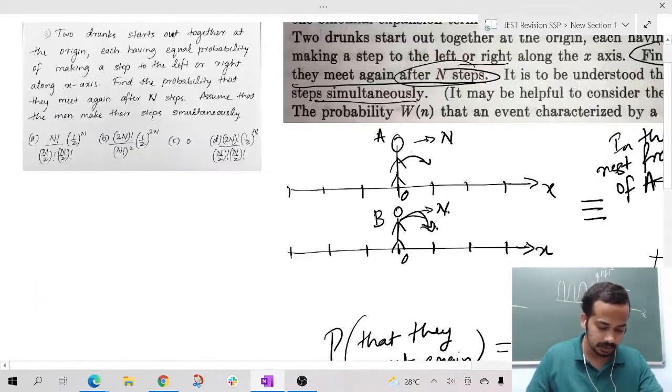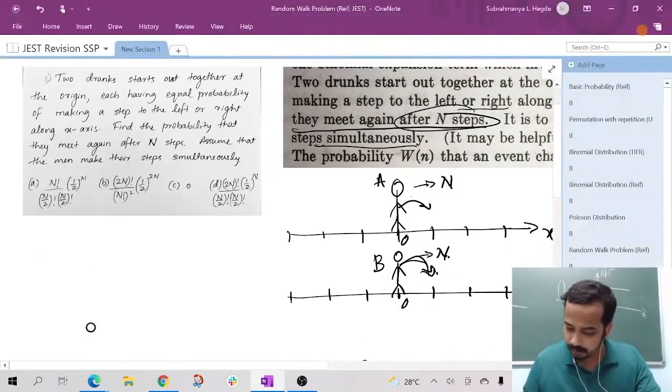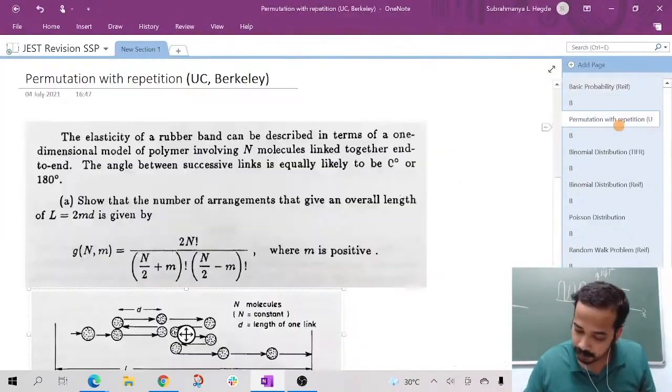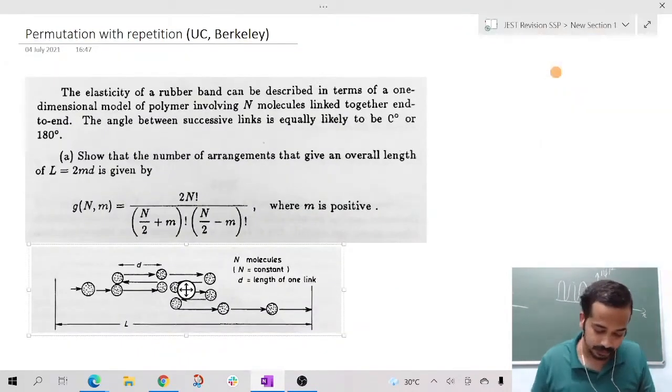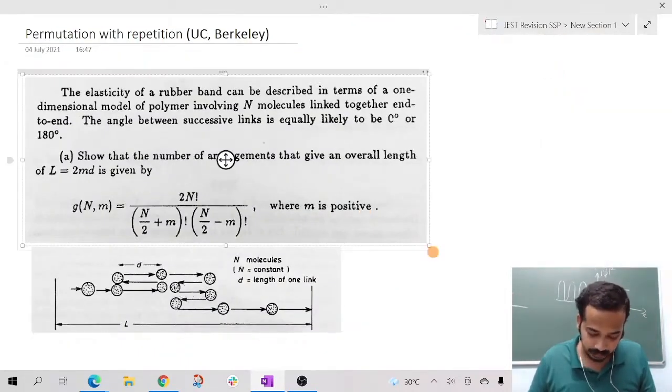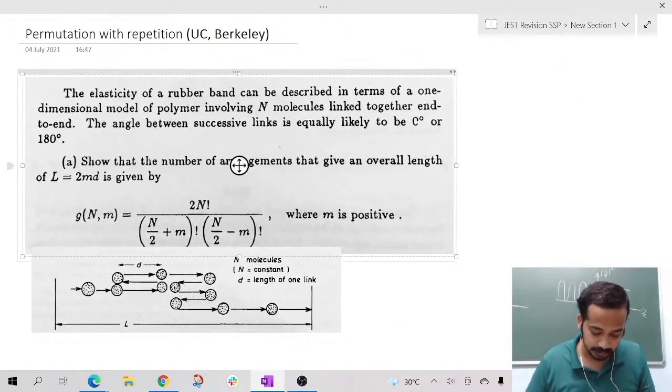Okay, so a similar question is there here. I think you can solve it. Not a big deal. So shall I move on to the next question? Permutation with repetition. I think I have solved this one in class. Let me briefly give the idea here.